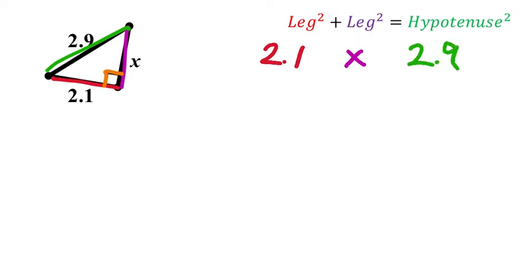Well, the Pythagorean theorem says if we take the two legs and square them and add those together, then it would equal the hypotenuse squared as well. So let's go ahead and put these into the calculator. Let's see, 2.1 to the power of 2. Enter. I got 4.41.